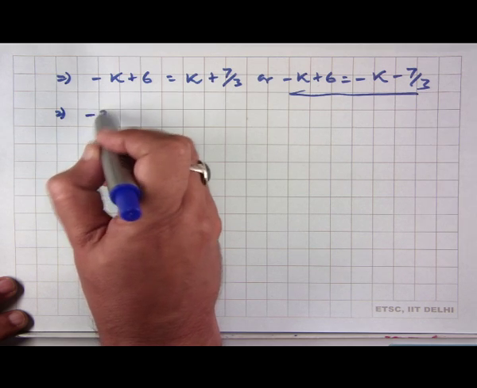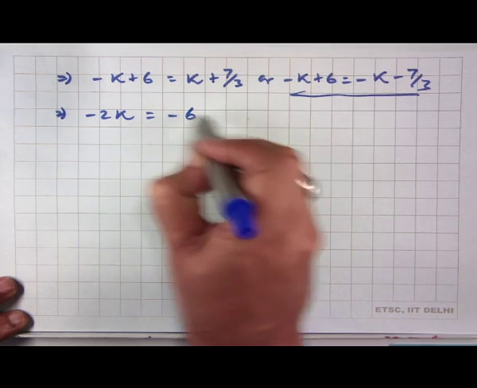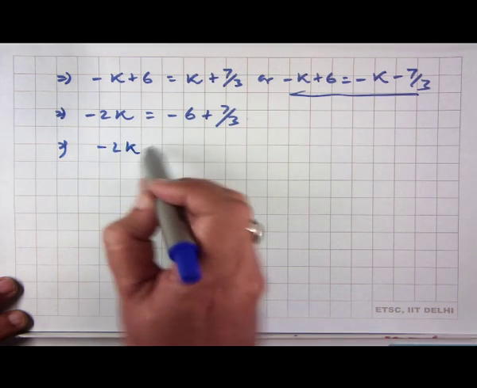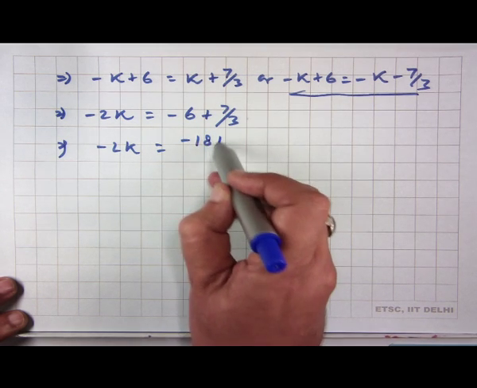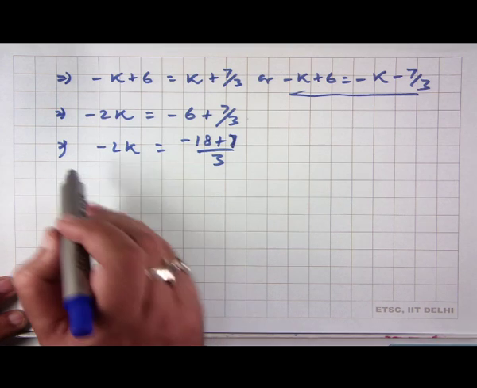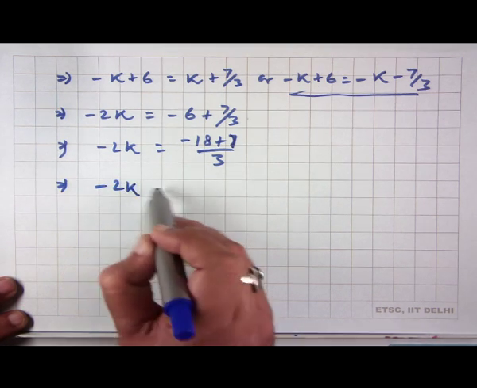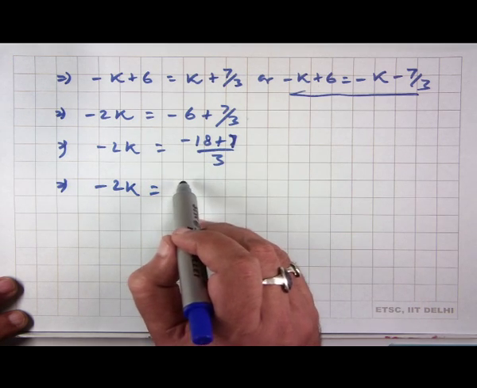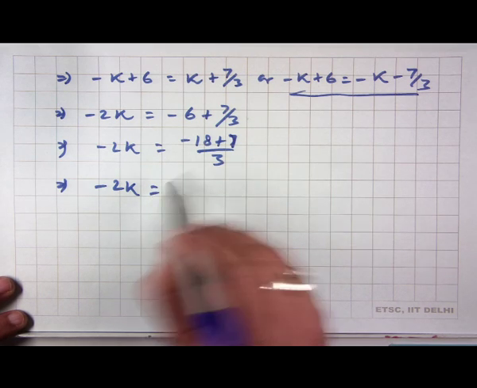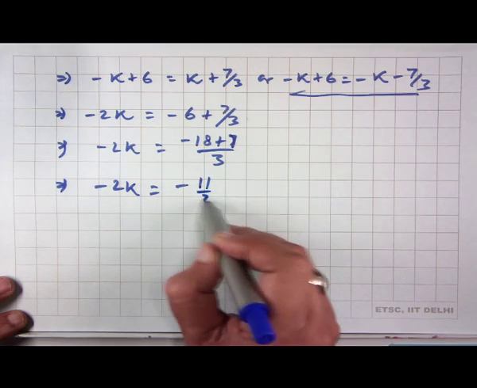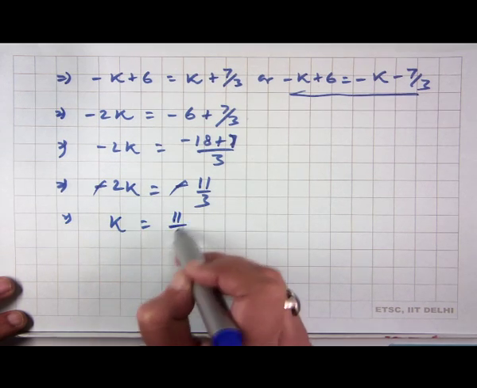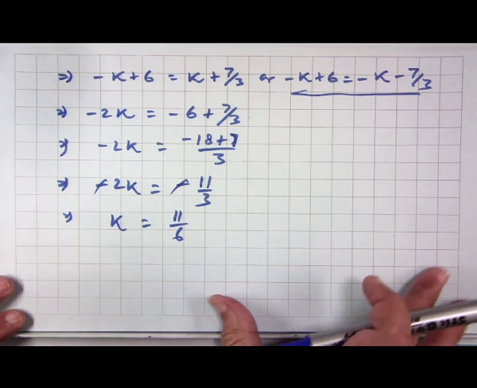So this is −2k equal to −6 + 7/3. So −2k is equal to −18 + 7/3, that is −11/3, and the minus signs cancel. So k is equal to 11/6.